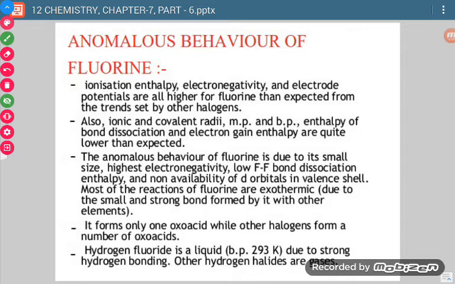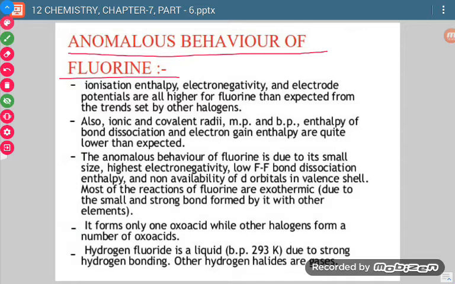Now fluorine is the first element, so it will show some properties which are different from other members, and that will be termed as its anomalous behavior. Now see, ionization enthalpy, electronegativity and electrode potentials, they are all higher for fluorine than expected. Okay, so whatever we expect, these all values are higher for fluorine.